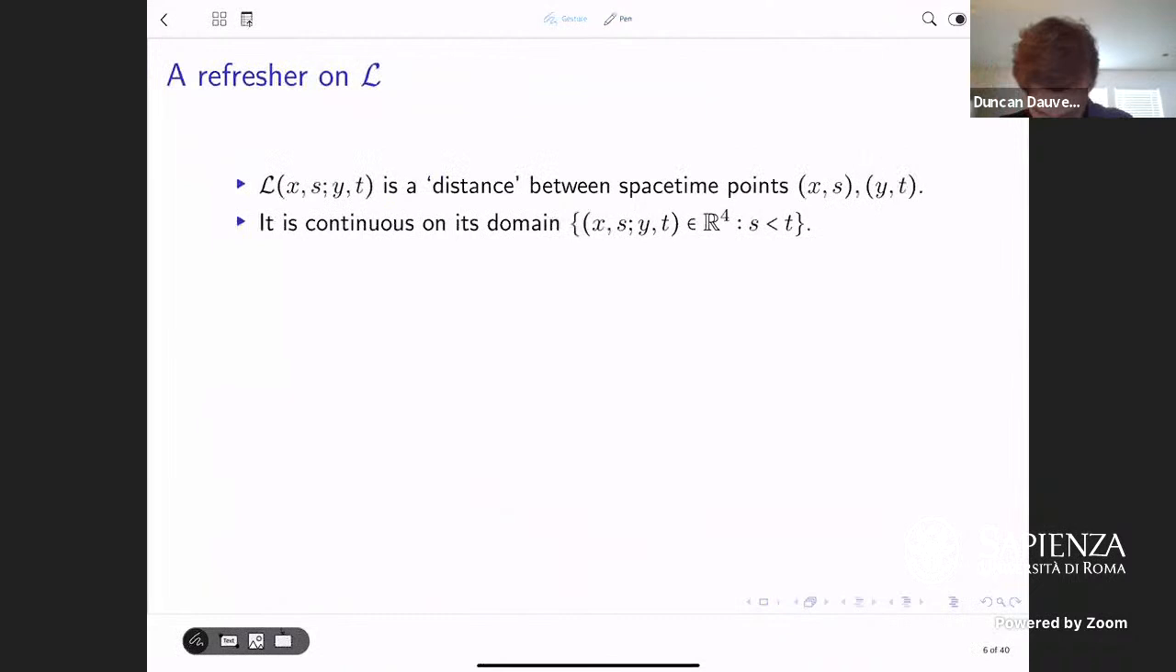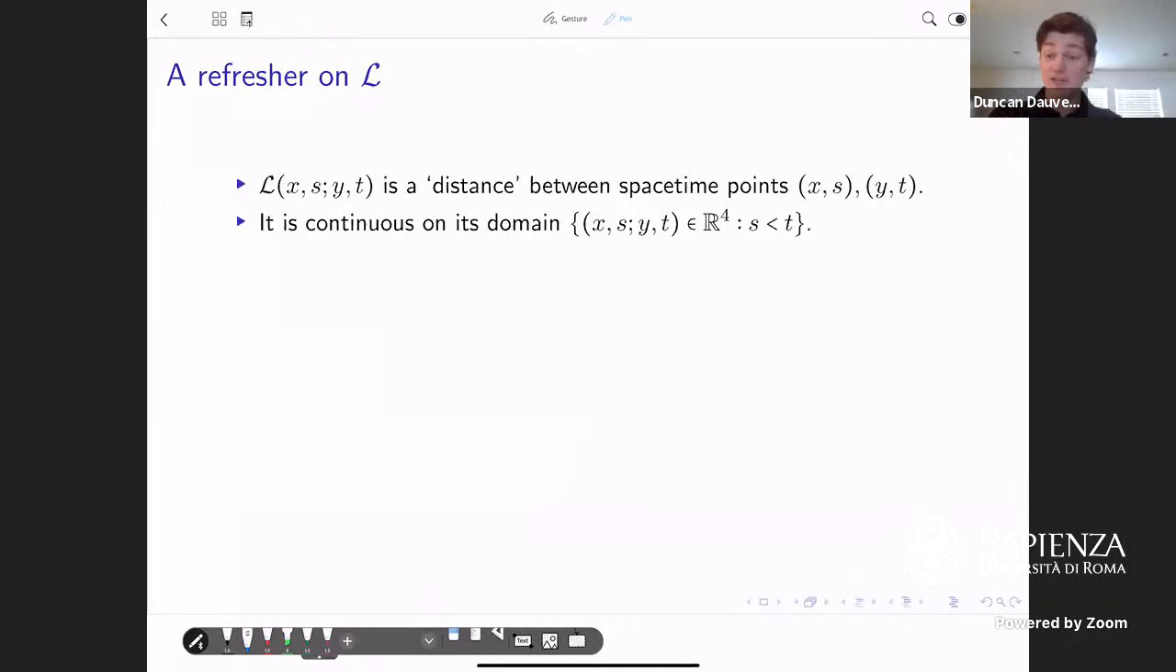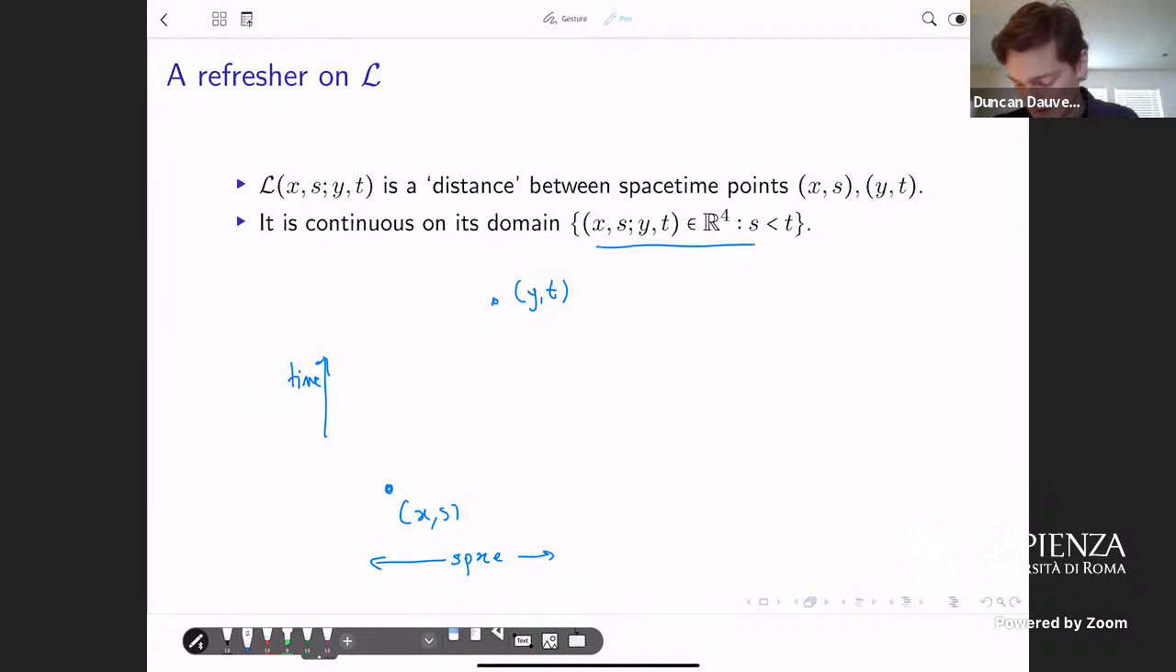Okay, this is just going to be a bit of a refresher on some things that Balint was saying about the landscape. Again, we're going to think of it as a distance between pairs of points in the plane. So we have xs down here and yt up here. You don't think of this as the usual plane. We're going to have one time-like direction going up and one space-like direction going across. And so we only assign distances moving forward in time. So it has this domain where we assign distances where s is less than t, and it's a continuous function on its domain.